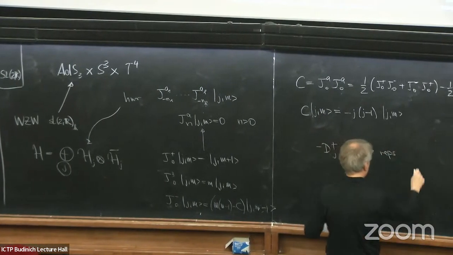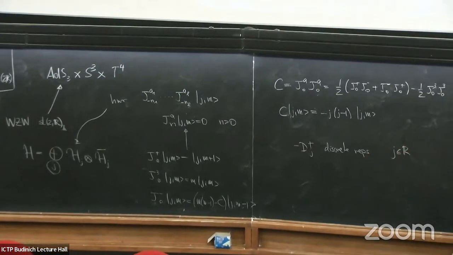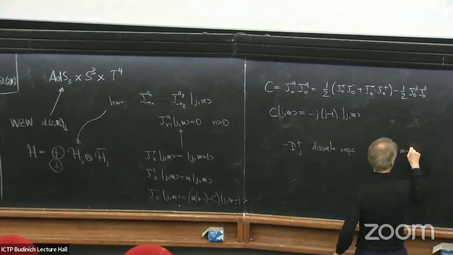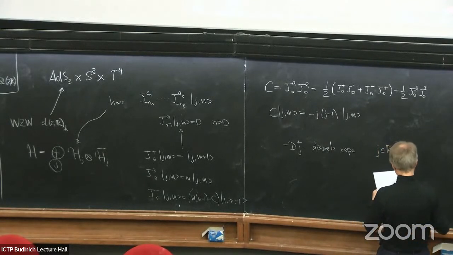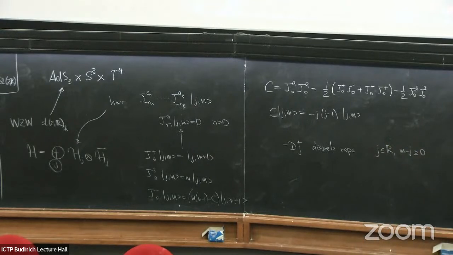And they're characterized by j being a real number. And then m minus j must be an integer. In fact, m minus j must be positive, for the discrete representations of this kind. There's another family of discrete representations, but I'll just look at those.